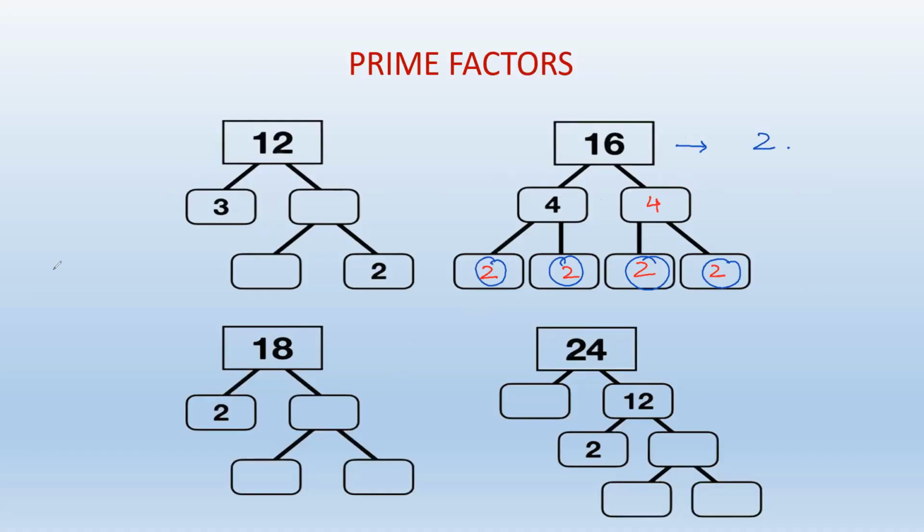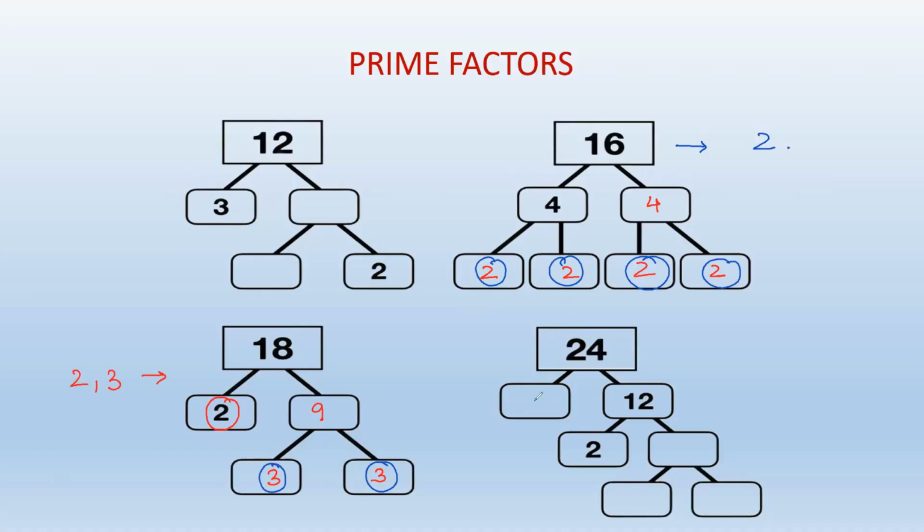Now, let us move on to 18. 2 times 9 gives us 18. Over here, let us circle the number 2. 9 is 3 times 3. 3 is also a prime number, so let us circle 3. Hence, we get that the numbers 2 and 3 are the prime factors of 18.